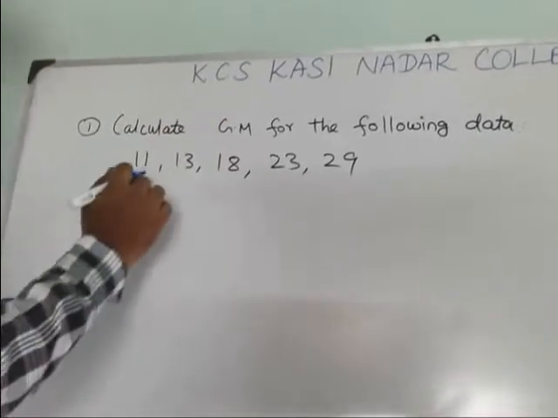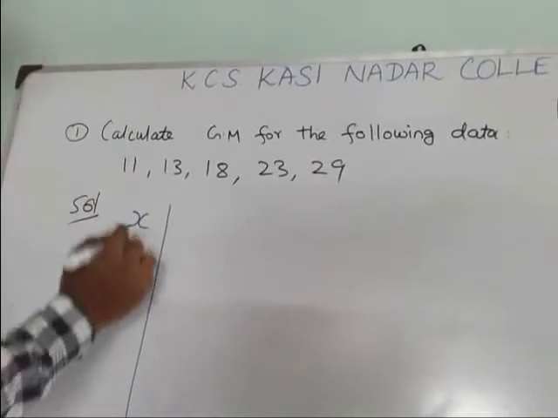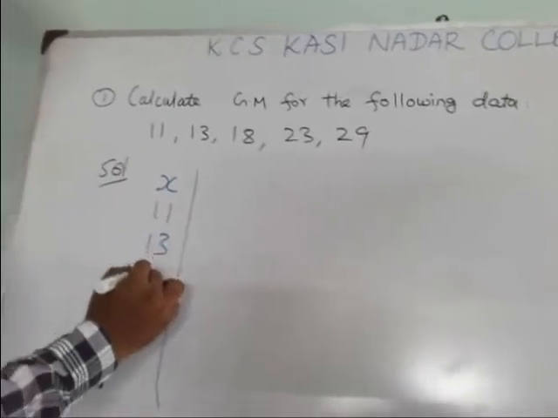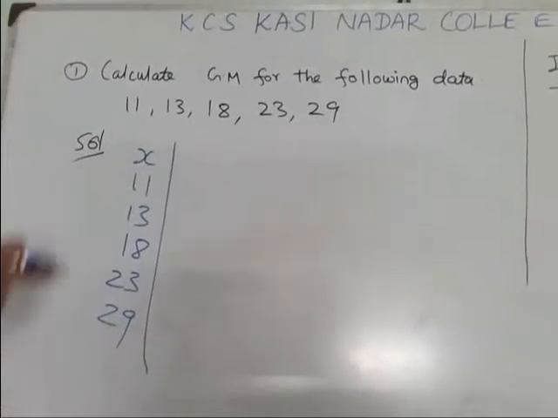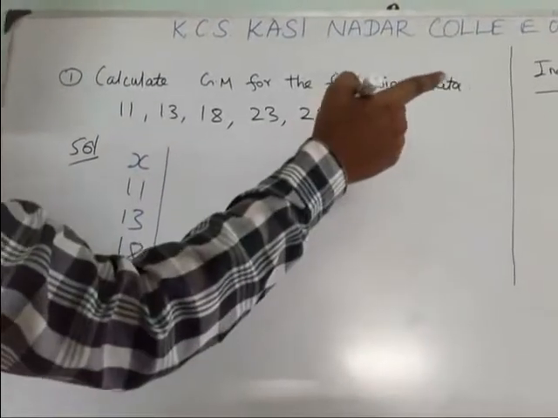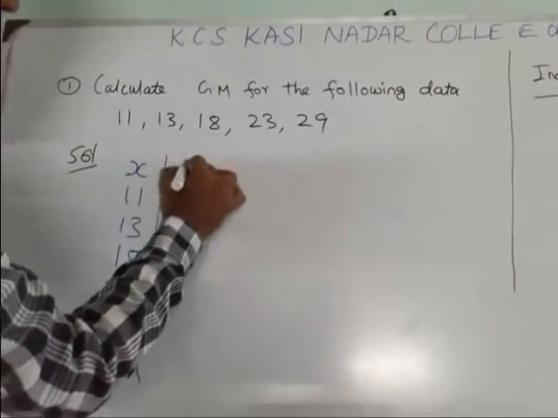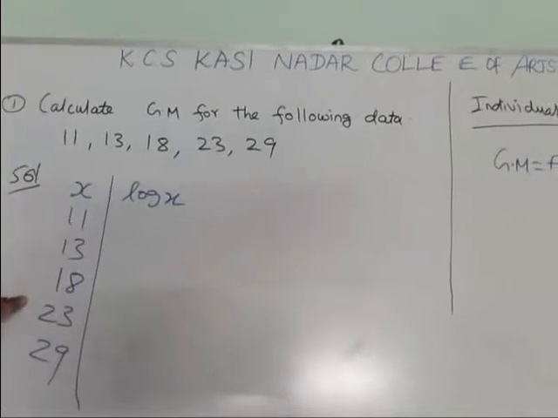This is the problem. The given value is nothing but x, so you write the x column. The values given are 11, 13, 18, 23, and the last one is 29. How many values are given? 5 values. Now you find log. The formula is summation log x, so we need the log x value. They gave x, so for these values find log.